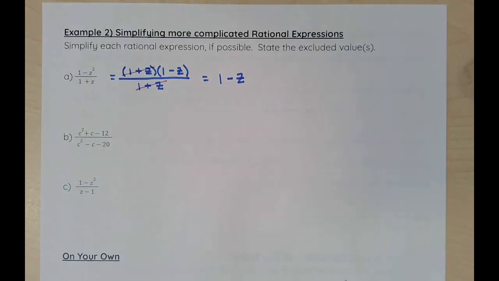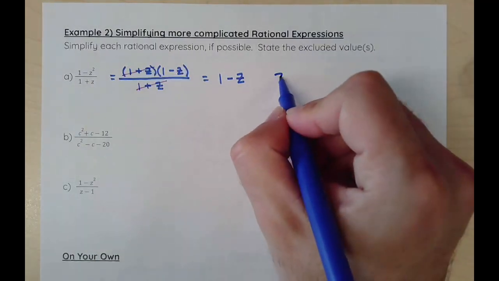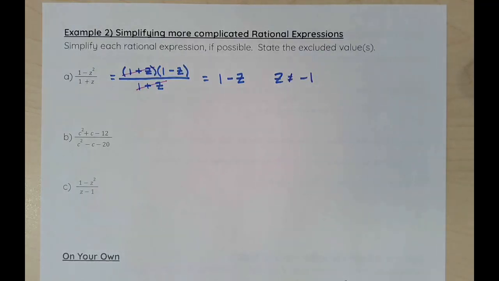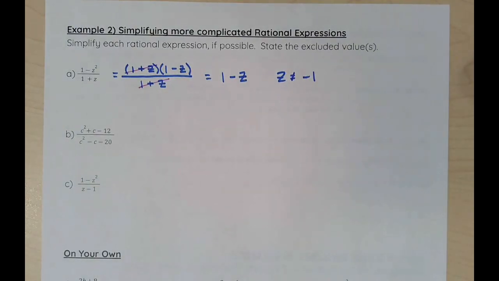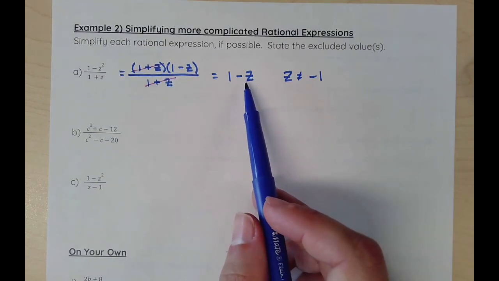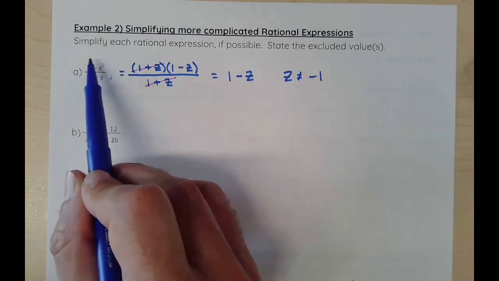Excluded values, I'm going to look in both spots. Now they're the same, so z cannot equal -1. Now, although it doesn't affect the simplified expression, like 1 minus -1 is just 2, in the original we know z can't be -1, so we do have to account for it.